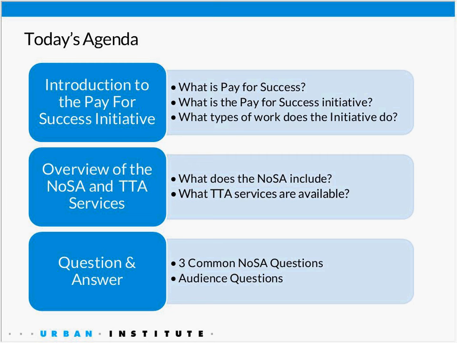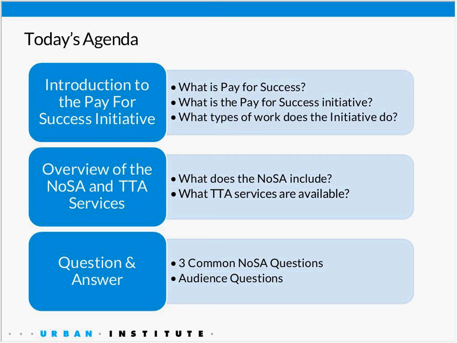So today's agenda. It's really all about you today and your questions, but we want to give you just some background information first. So we're going to talk about our definition of Pay for Success as the Urban Institute. We're going to talk about our initiative and the type of work that we do, and John will be helping me talk through some of that today. We're also going to talk about the NoSA more specifically.